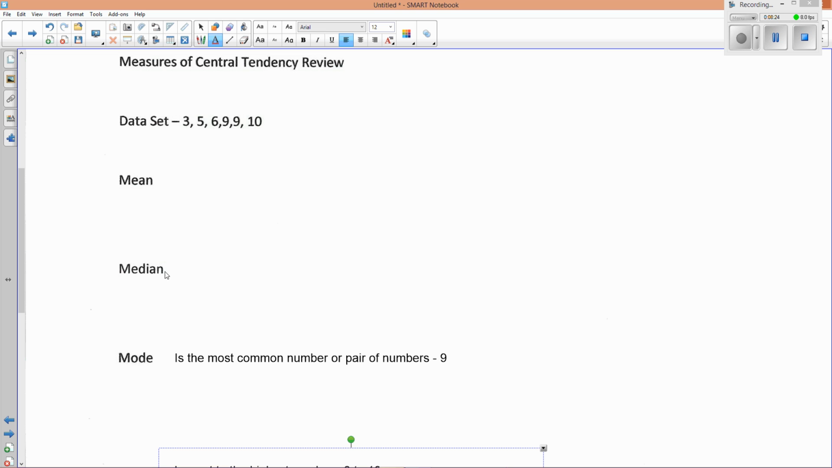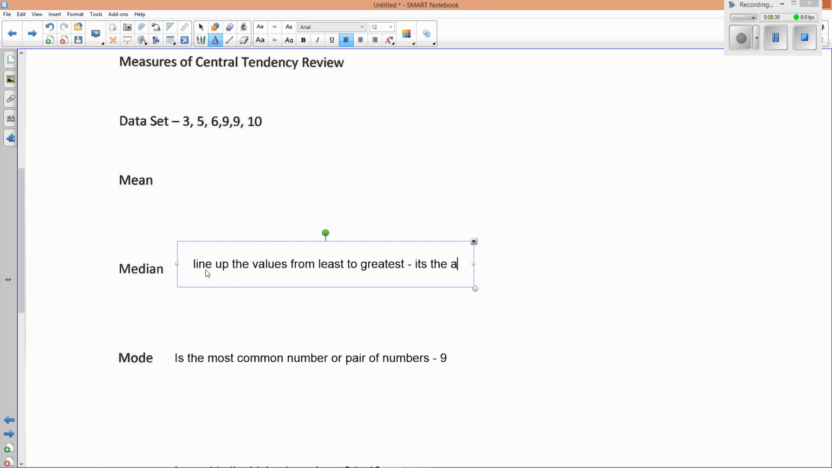Now, to find the median, you line up the values from least to greatest. It's the absolute middle value. If you have an odd number of values, say if we had 5 values, if we didn't have this 10 and only had 3, 5, 6, 9, and 9, the middle value would be 6.